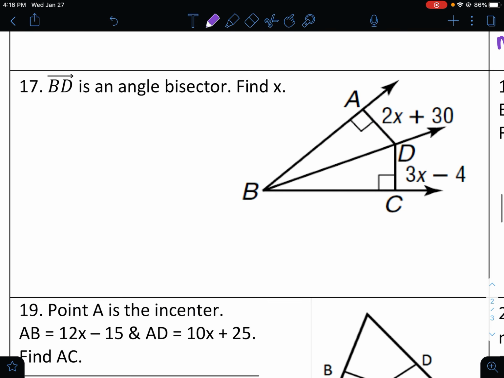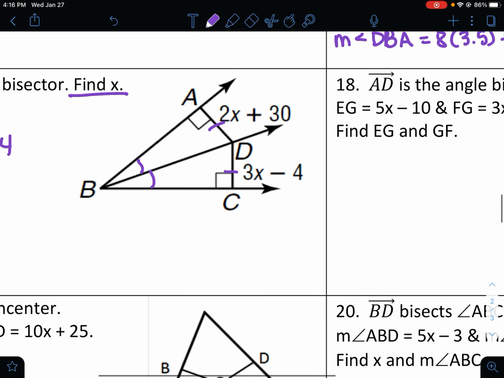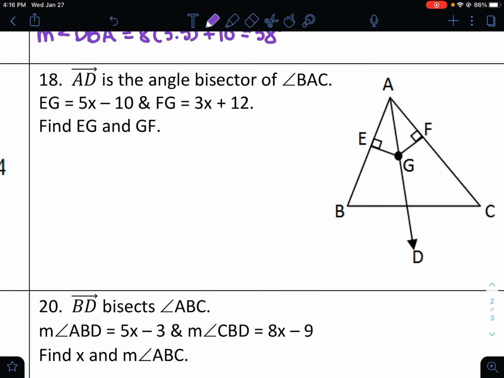All right, number 17. Again, we have an angle bisector, so these angles are congruent. These segments are also congruent. And we need to find x. So since this is an angle bisector problem, if you look at that list I gave you in your notes, you know this is going to be part equals part. So that's 2x plus 30 equals 3x minus 4. Okay. So if I solve for x, I get 34. And that's the only thing I needed to do. So we're done. And of course, to check your work, you want to plug that back in to make sure they are actually equal.